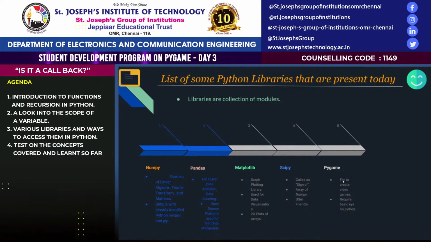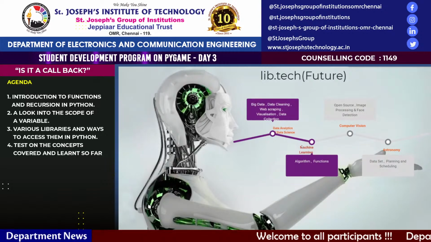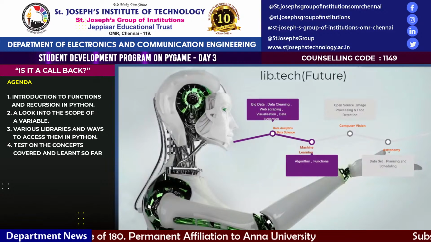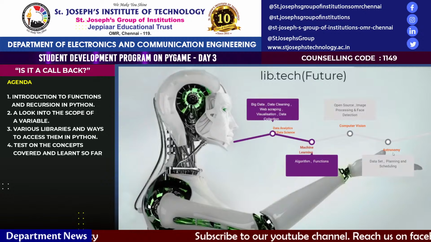So we move to the next slide. Now let's take a look at where the libraries are used in future technologies. It's most probably used in data science and analytics. In data science, we have big data, data cleaning, web scraping, data visualization, and data collection. Next, it's very useful for machine learning, for performing algorithmic functions, and we have computer vision. And it's very useful for astronomical technologies, and it's most widely used by NASA.